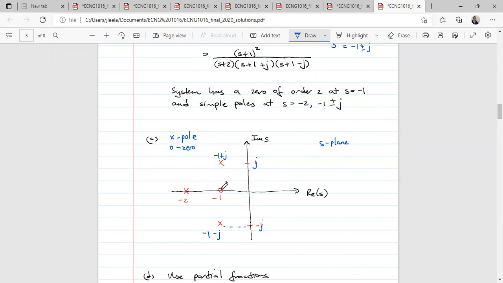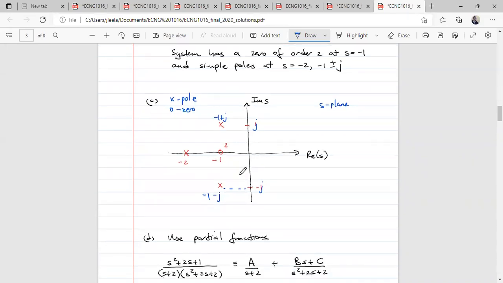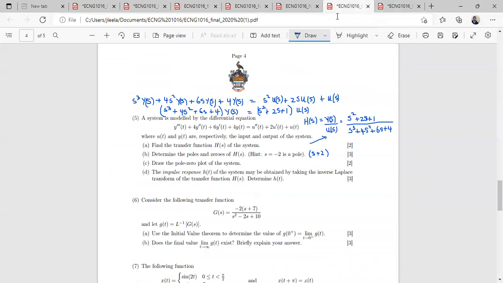And then you have a zero here. The zero here is at minus 1 on the real axis, and the little 2 on top indicates that it is a zero of order 2. So that is the third part of the question.